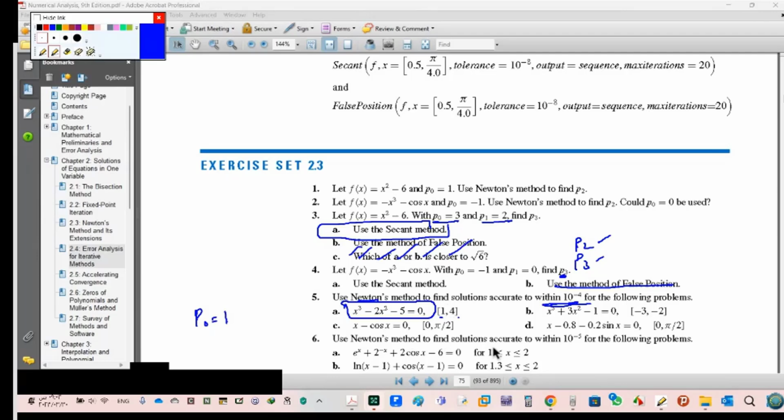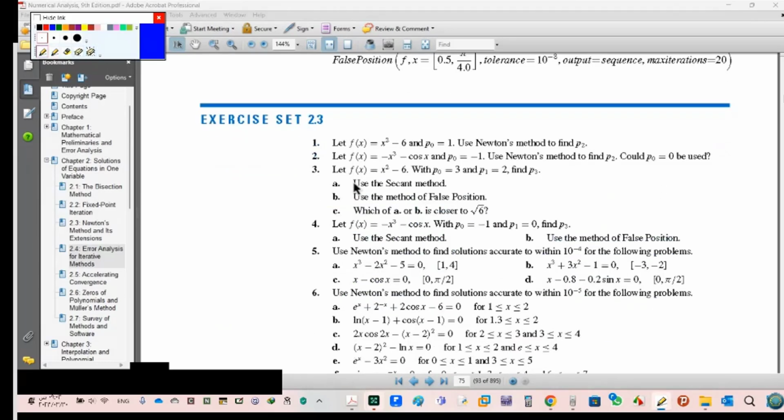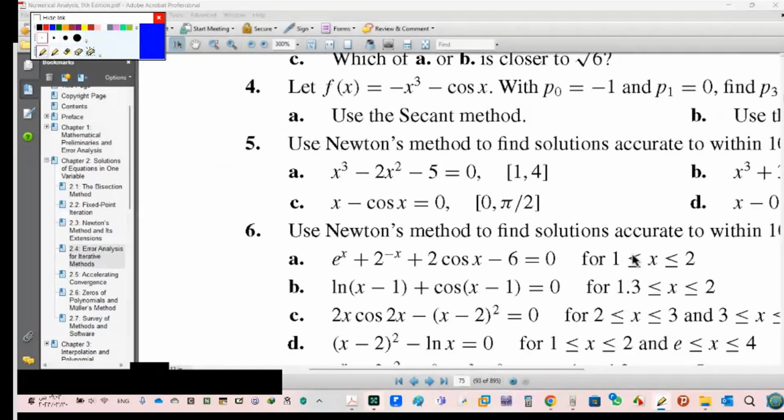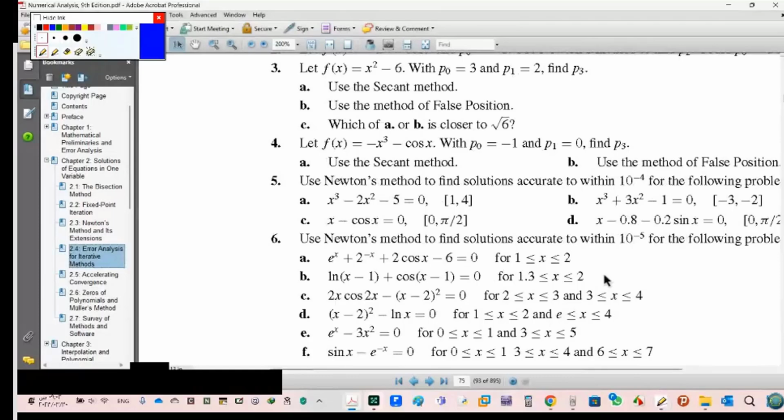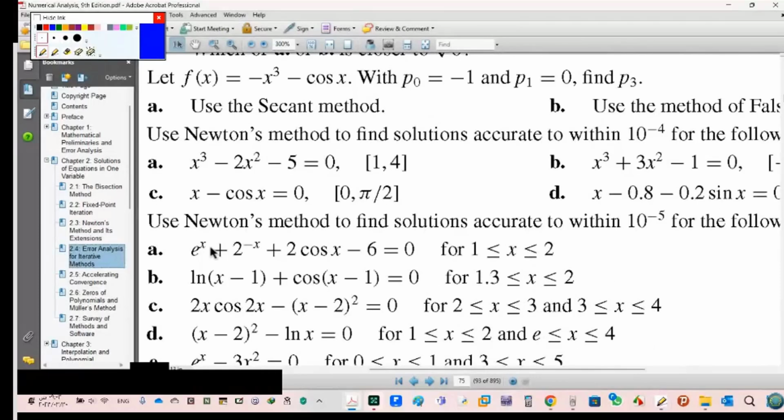Use Newton to find a solution accurate to 10 exponential minus 5 for the following problem. Same thing with different formulas. But again, don't forget, in Newton-Raphson, you must calculate f prime. And here we are. See, for example, this is e exponential x plus 2 exponential minus x. So here you have to calculate f prime for this, f prime for this, f prime for this. And this is the big problem for Newton-Raphson. So excuse me, return and study derivatives again.